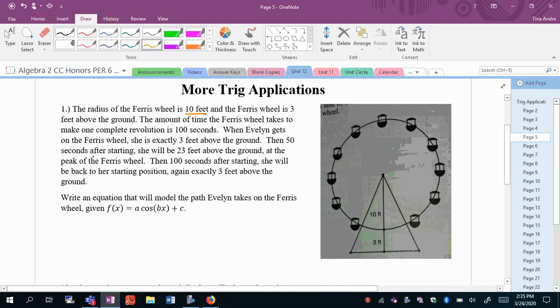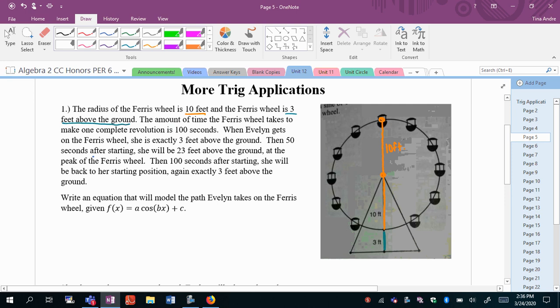So let's go ahead and label that. In our picture, from the center out to any point on the circle is going to be 10 feet. So it tells us that, which also means up top here, from the center to that highest point is going to be another 10 feet. And true for any other point on the circle from the center. And then it says the wheel is 3 feet above the ground. So that part I already see in the picture as well. So this is 3 feet.